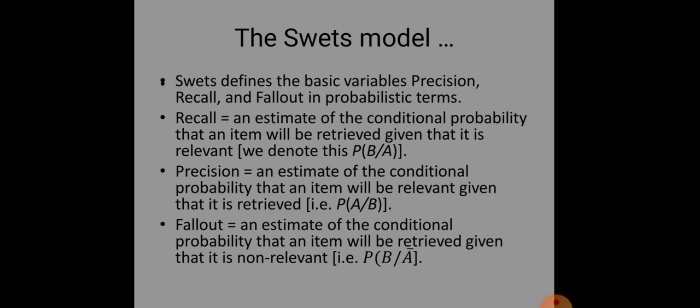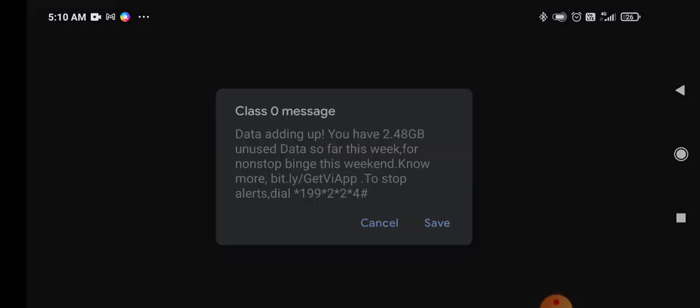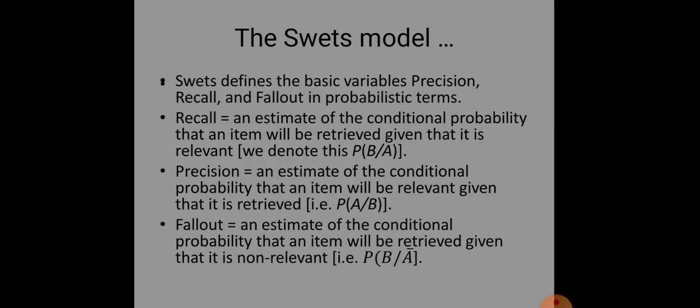And he defined some basic variables. We all know the meaning of precision, recall and fallout, here in probabilistic terms. Recall is a measure related to the number of relevant documents. Recall is an estimate of the conditional probability that an item will be retrieved given that it is relevant. We can denote it as probability of B given A. So he defined all these variables in terms of probability. Hope it is clear.